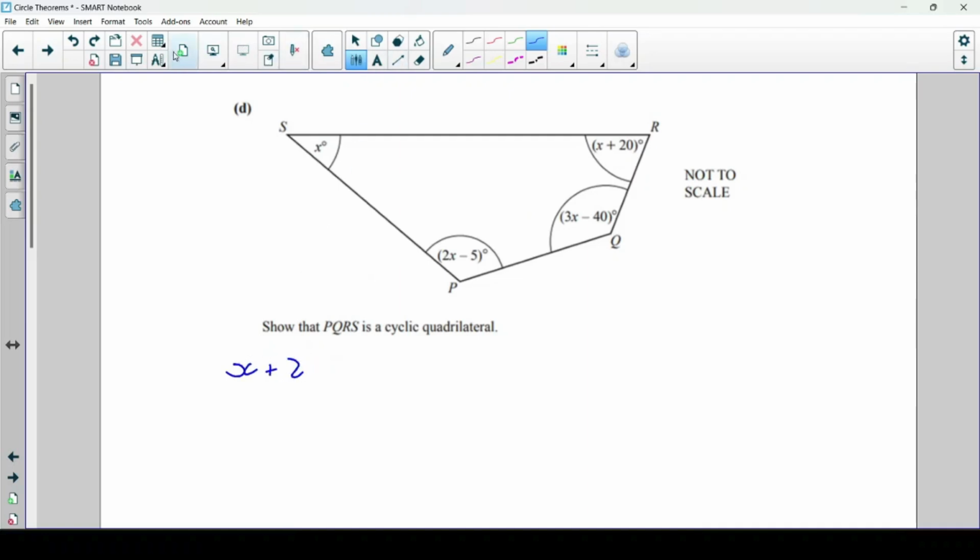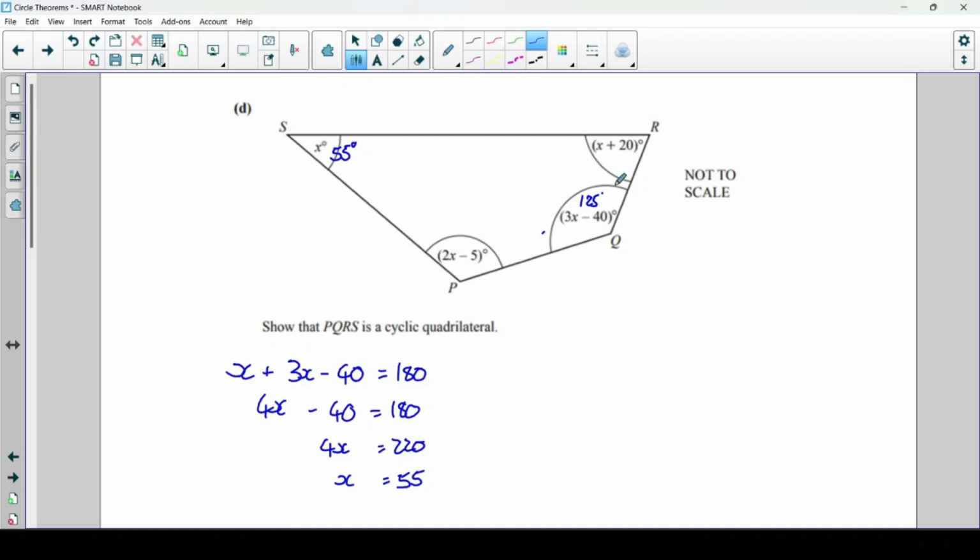x add, not 2x, x add 3x minus 40. Those two things have to add up to 180. Let's simplify the left-hand side, 4x. Then let's add 40 to both sides. So 4x equals 220. Then divide by 4. x equals 55. So here I've got 55. Here I've got 3 times 55, which is 165. Subtract 40, 125. So sure enough, those two add up to 180.